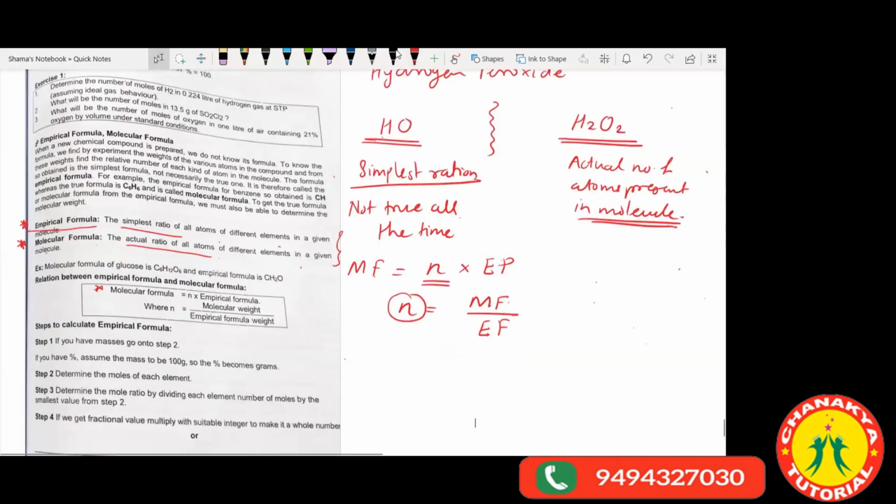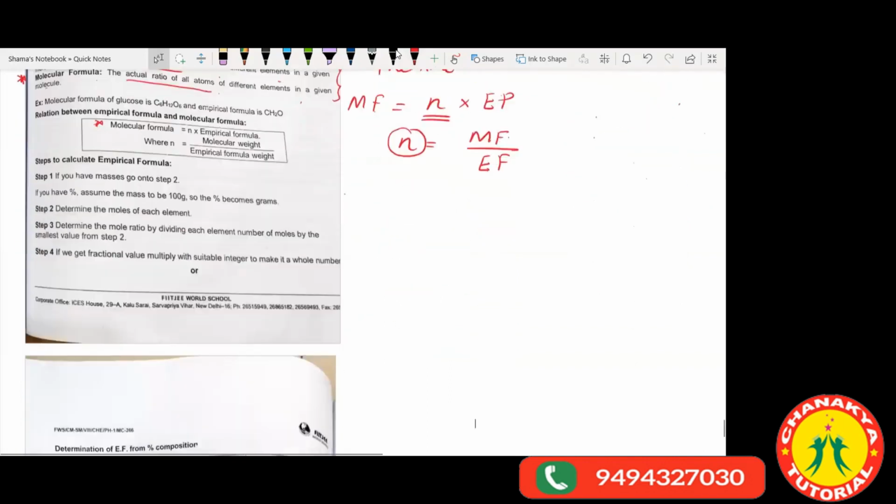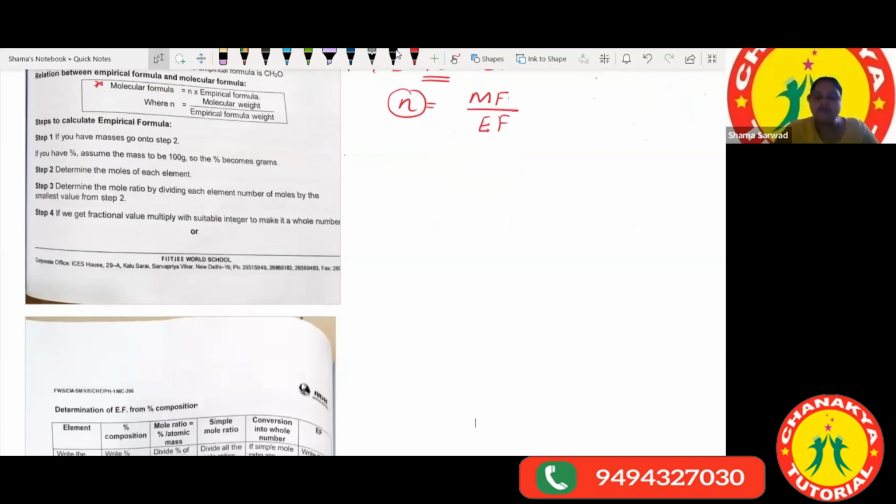There are certain steps which we have to follow while finding the empirical formula of any compound. Why is there a need to find the empirical or molecular formula in a chemical laboratory? When we perform qualitative analysis, we come to know which elements are present in a particular molecule by performing different tests: carbon test, oxygen test, hydrogen test, nitrogen test or brown ring test, right? Those kinds of tests are there.